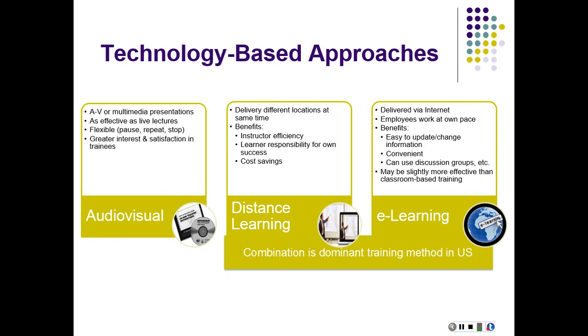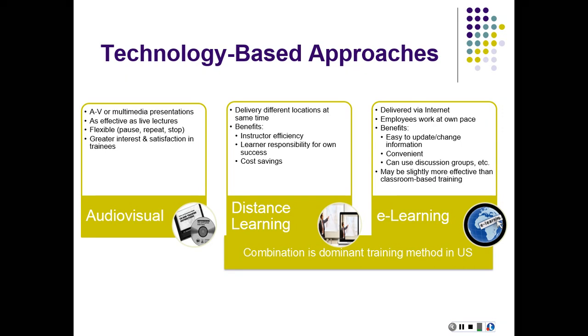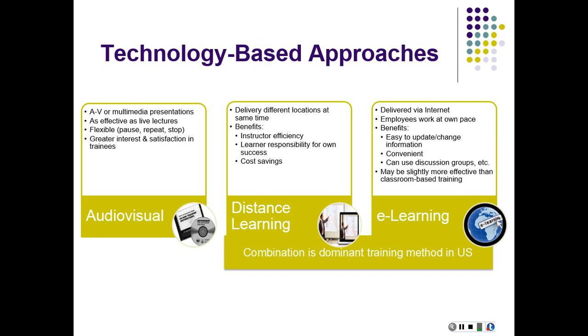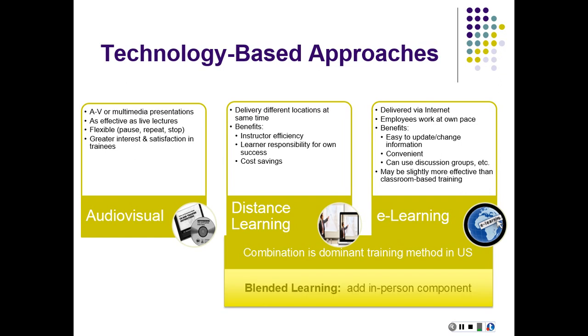The dominant training method in the U.S. right now is a combination of distance learning and e-learning. It combines the best of both worlds, where in distance learning you could have your president do the talk. You could have your chief training officer do the talk, and everybody in the company gets to see the same person, and that could be a really dynamic person. And then pair it with some e-learning stuff, some exercises, some quizzes, some discussion boards, stuff like that. And you can end up with a really good, dynamic, really beneficial training session.